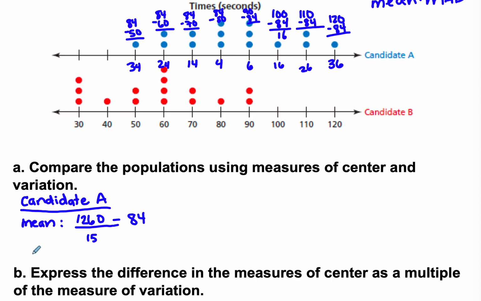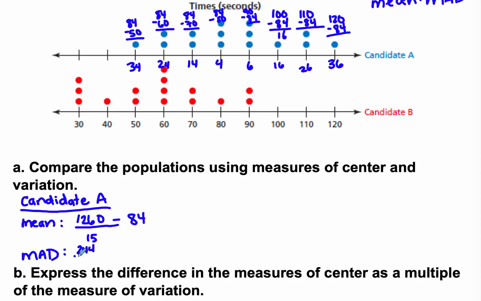So now we're going to find the MAD of those numbers. We're going to add everything together: 34 plus 24 plus 24 plus 14 plus 14 plus 4 plus 4 plus 4 plus 6 plus 6 plus 6 plus 16 plus 26 plus 26 plus 36. That's going to give us a total of 244.